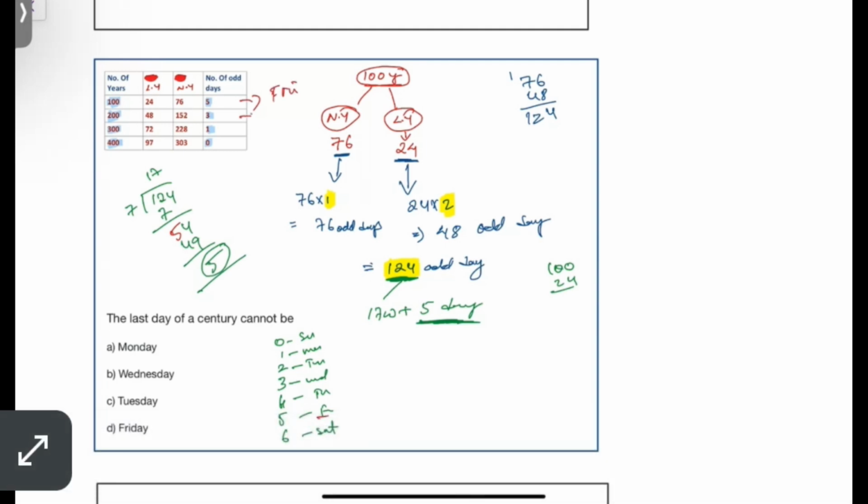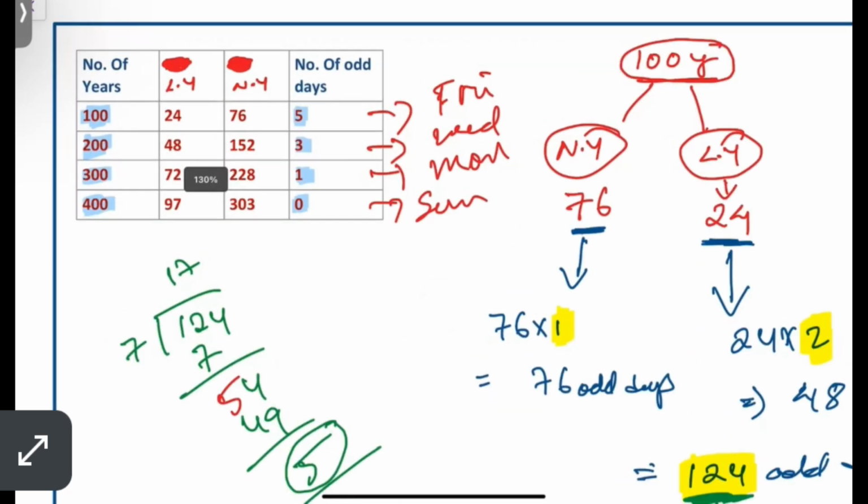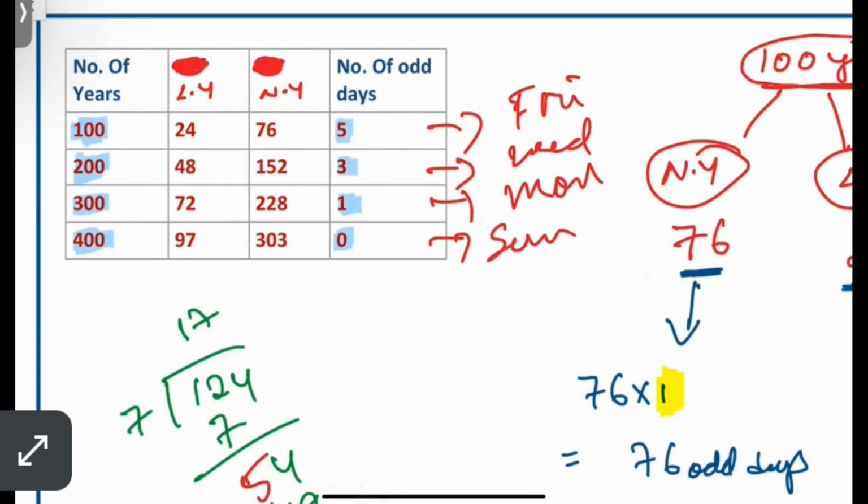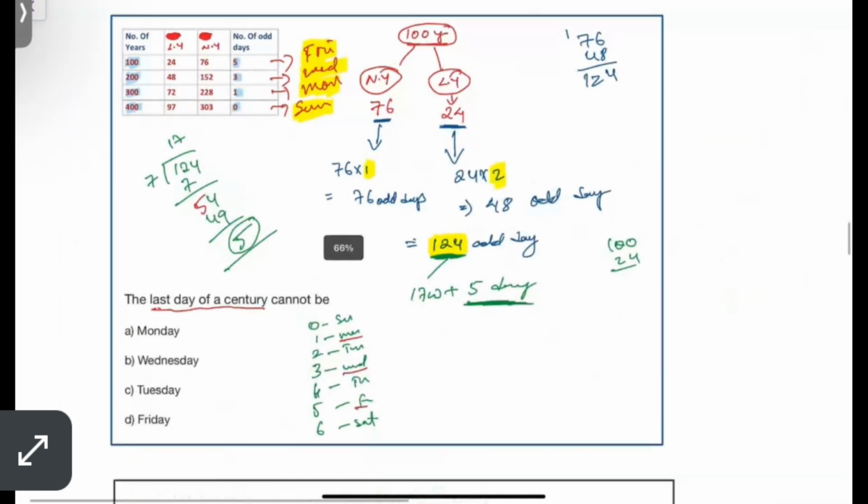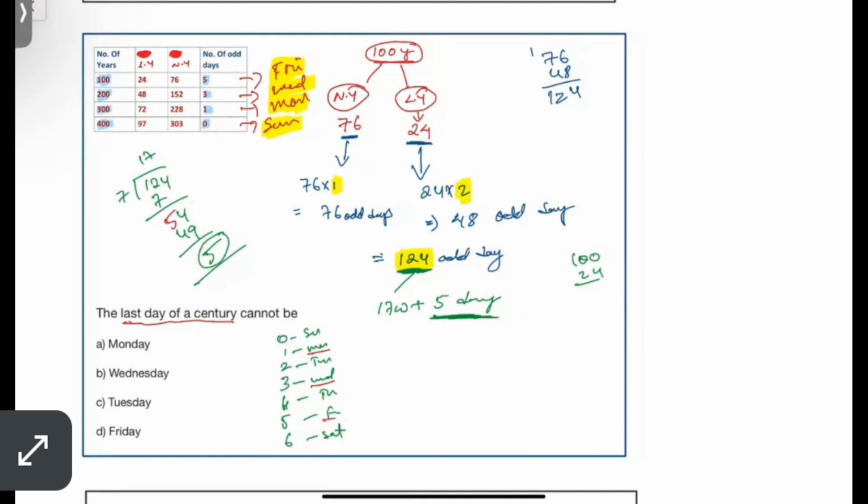What about this one? 3 represents Wednesday, and 1 represents how much? Monday, and 0 represents Sunday. So the question here is, last day of the century cannot be. That means a century can only end by Friday, Wednesday, Monday, and Sunday, okay? So if you look here, Friday is possible, Wednesday is possible, Monday is also possible.